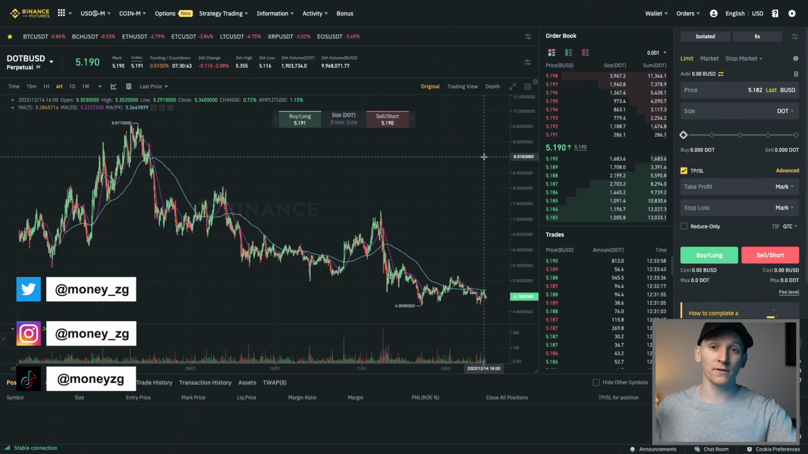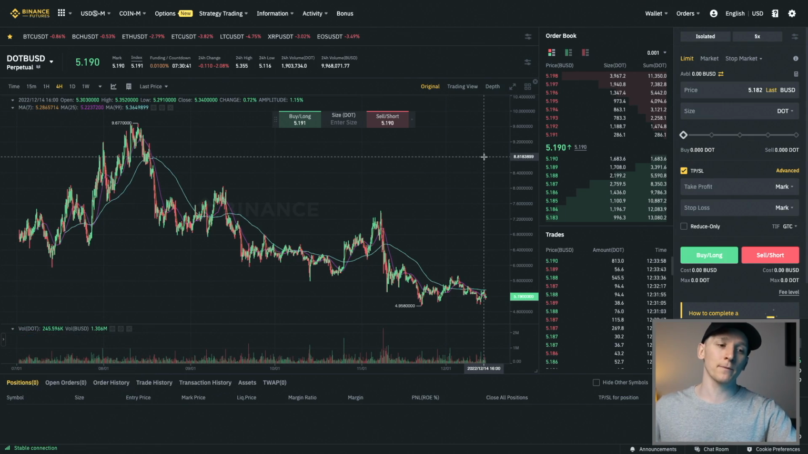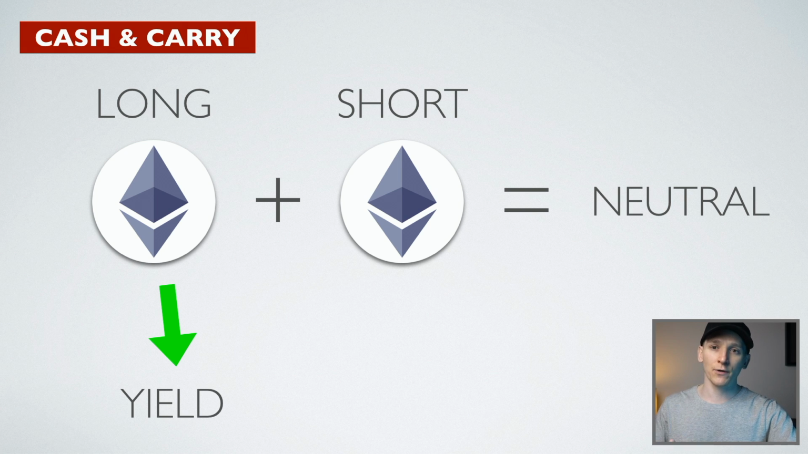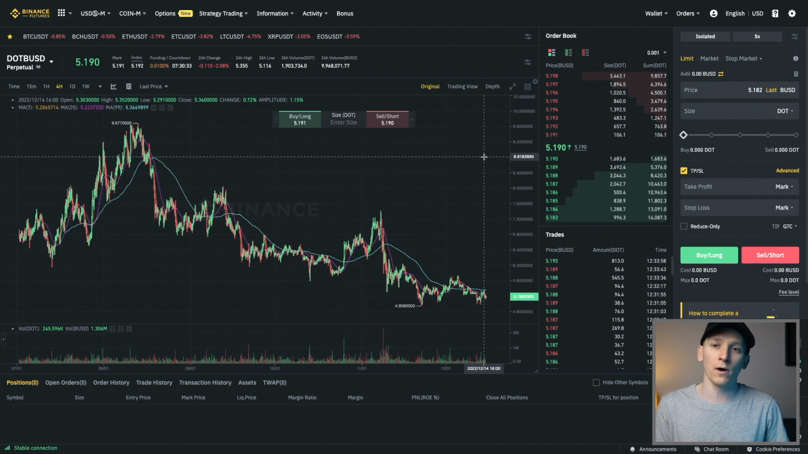This video is a crypto futures trading strategy. I'm going to show you this on Binance right here and how to implement it. It's known as the cash and carry trade. This is a more professional type of strategy that hedge funds will use very often in other types of market, but I think it works great for cryptocurrency as well.